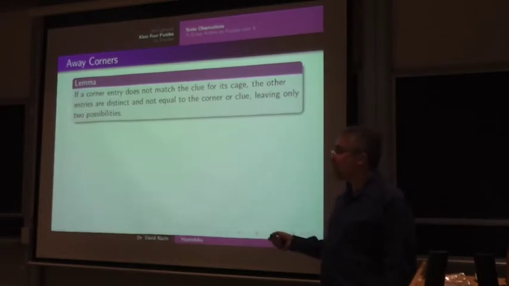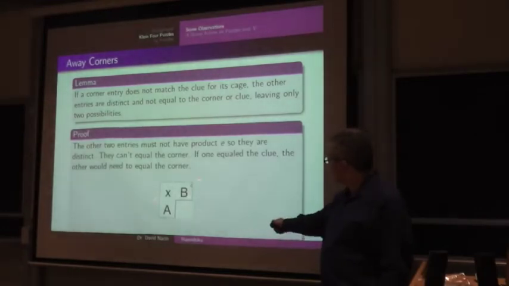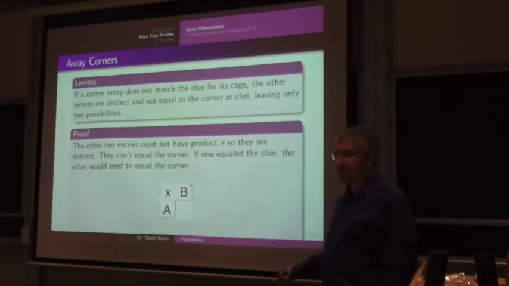For an away corner, we actually get a stricter lemma here. The other entries have to be distinct and not equal to either the corner or the clue. So all 4 elements of the group have to show up. And this is because, let's look at this situation where x is not equal to c. I know that neither of these can be x. And if one of these were c, then the other two would be forced to be the same because they would have to be the identity, and that would violate the Latin square condition. So these can't be x, they can't be c, but they also can't be equal because that would force x to be equal to c.